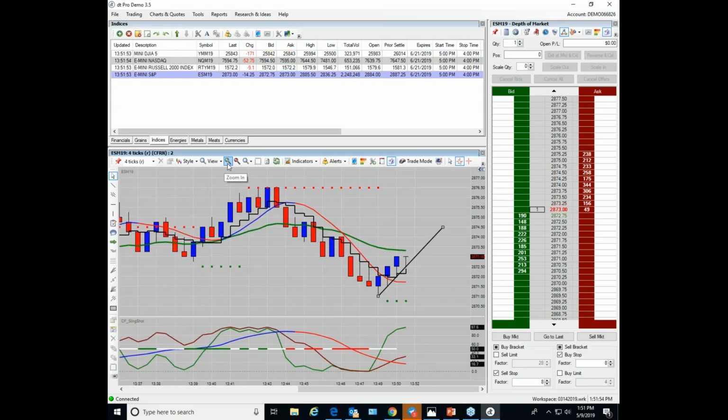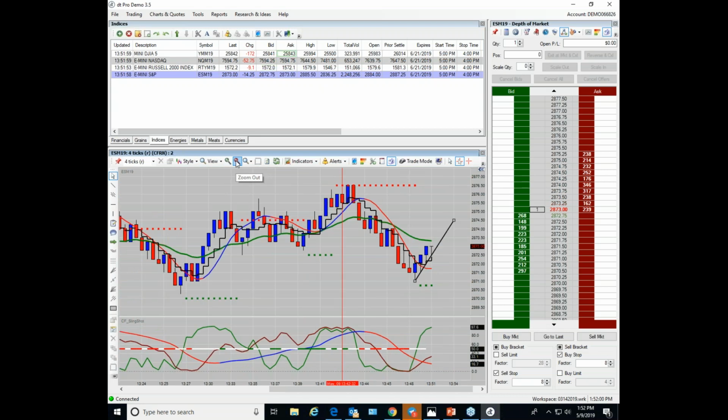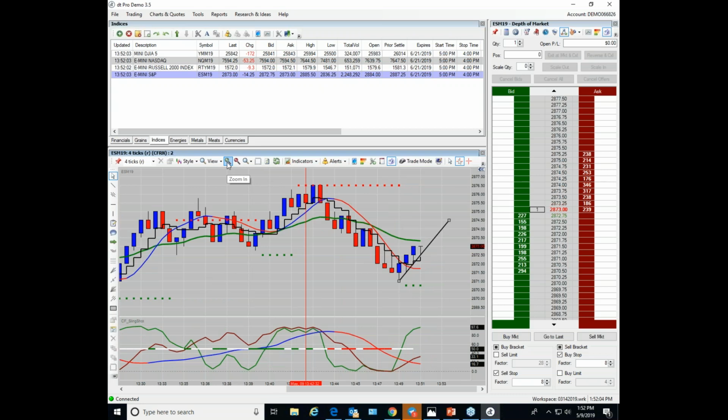So we're just going to go through the motions. We're not trending, so that's disqualifier number 1. We're not doing anything. I'm just showing you how to execute this. Notice my bracket is already set. Sell stop checked, buy stop checked, and the factor is 8. So as soon as I get in, it's going to set my stop loss behind us.